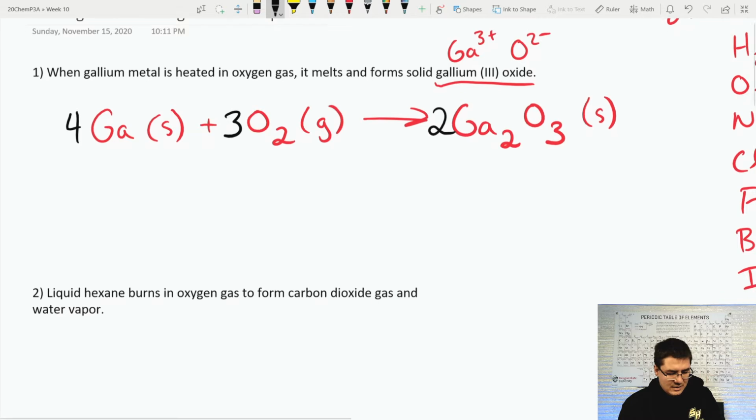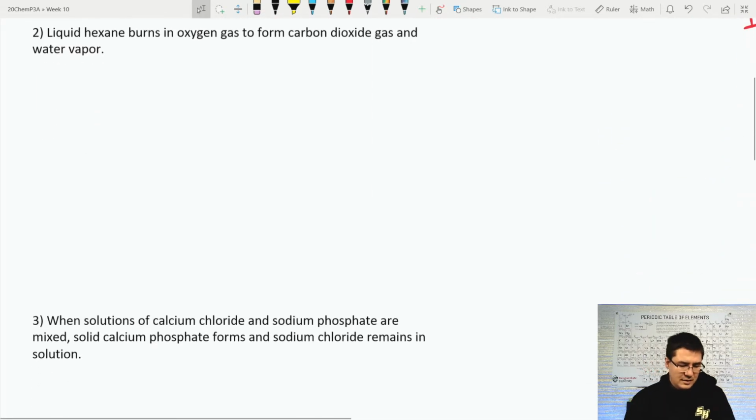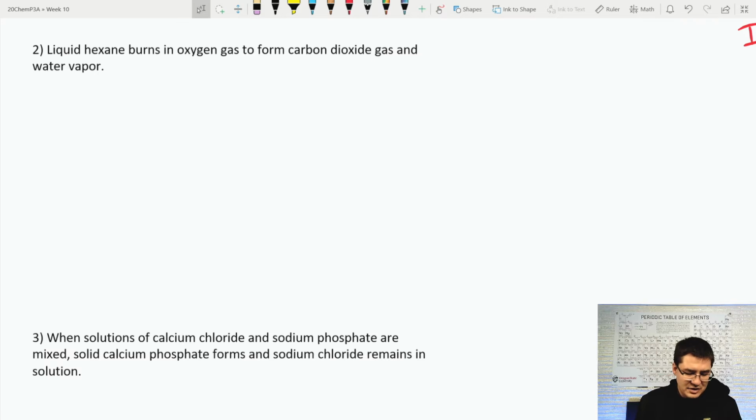Number 2. Liquid hexane burns in oxygen gas to form carbon dioxide gas and water vapor. Now, you're like, Mr. Ford, we haven't named something called hexane. No, there are going to be some chemicals we haven't named. We've named mostly binary and simple ionic compounds and binary covalent compounds. There are many common chemicals that we just haven't named, and a lot of chemicals will either get their names from other naming conventions that we haven't talked about. Hexane is one of them. It comes from organic chemistry, or they have common household names. You just get more familiar with these.